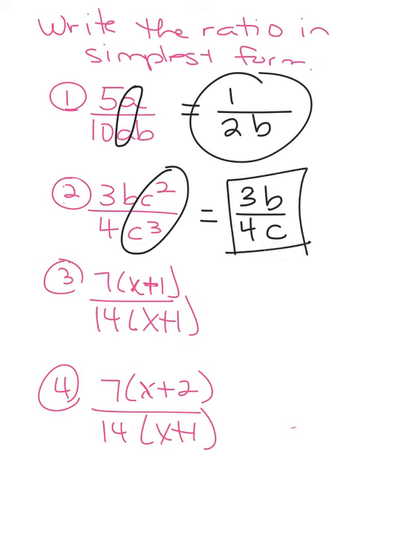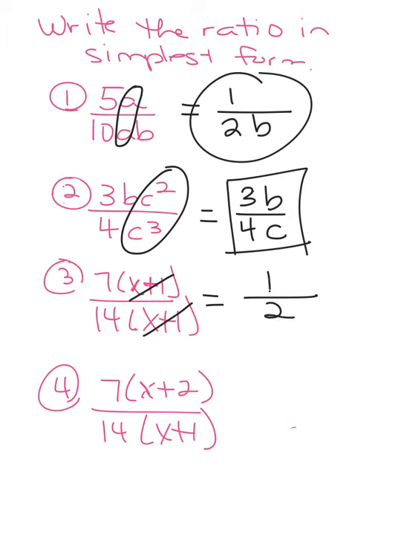In number 3, I have 7 times the quantity of x plus 1 over 14 times the quantity of x plus 1. Now my x plus 1's, my binomials, are exactly the same, so I'm allowed to simplify then. And 7 over 14 simplifies to 1 over 2.